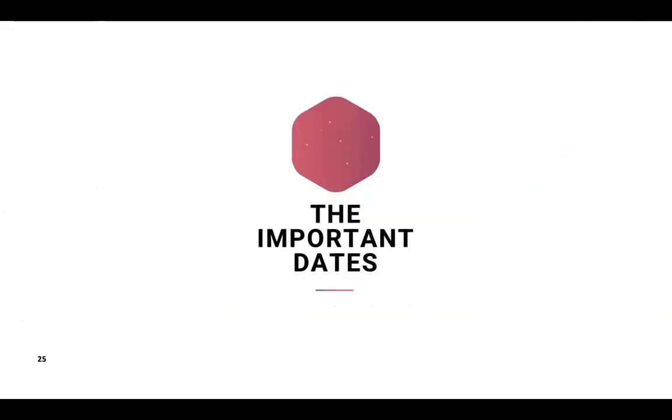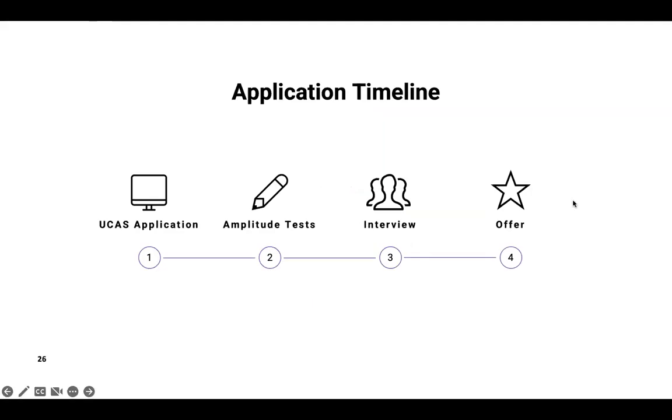So, things to consider when applying. What dates are important? The UCAS application needs to be submitted by the 15th of October, and you need to do your UCAT exam before then. And your BMAT exam, I think the dates are changing at the moment. I'm not too sure off the top of my head when the BMAT exam is, but I think it's usually after the UCAS application deadline.